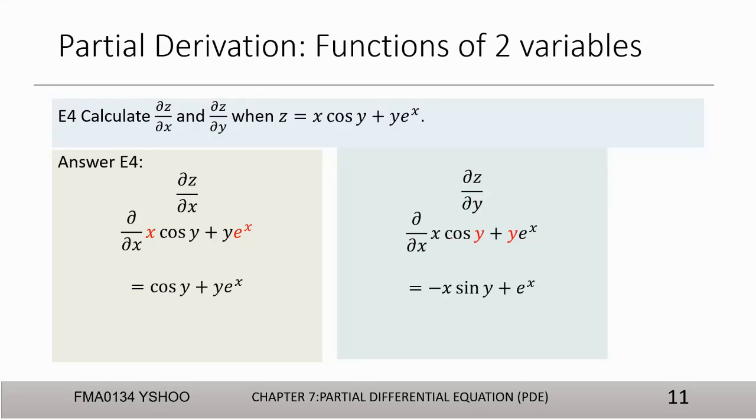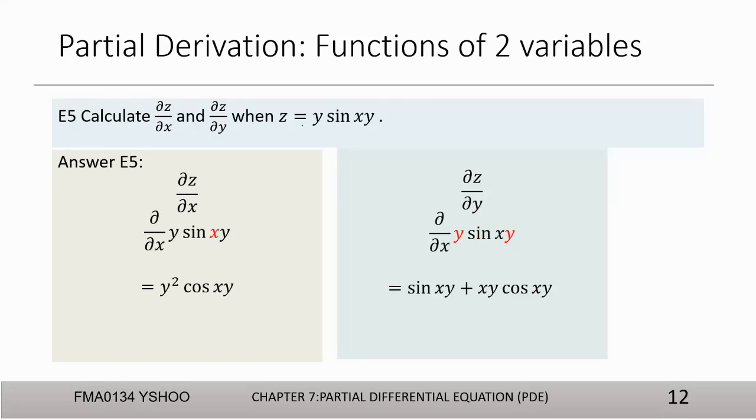So this one, my y is here, my y is here. Differentiating cos y gives negative sin y. So keep my x here. Then my y e^x, so e^x is a constant, so e^x. Differentiating y gives 1.